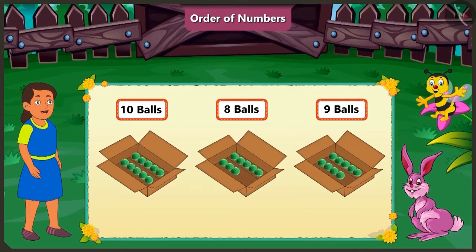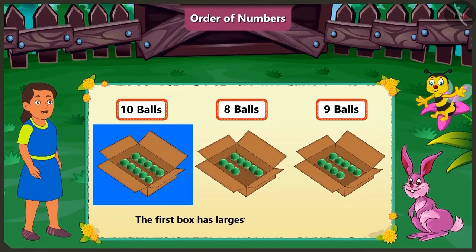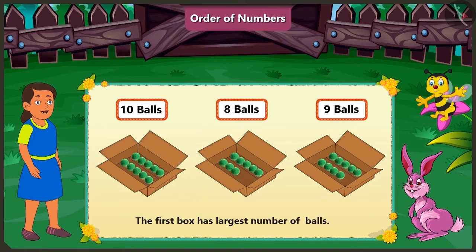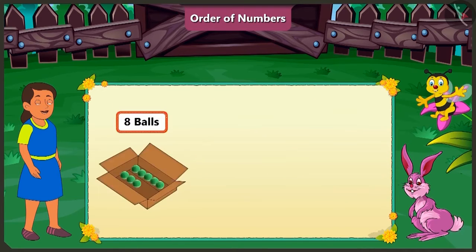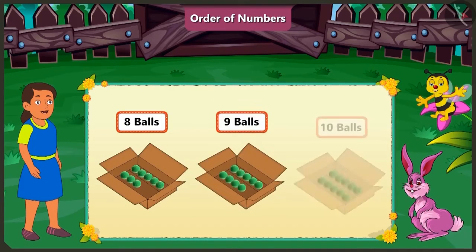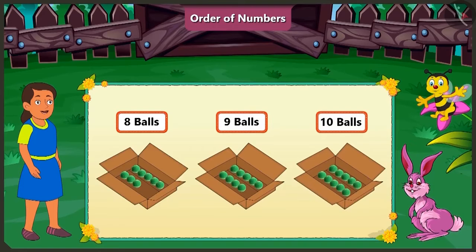And the largest number here is 10. And hence the first box has the largest number of balls. Well done, honey. Now tell me, how do we say 10, 8, 9 in the order of counting? Yes, while counting, we first say 8 and then we say 9 and 10. Absolutely right, honey. It is said in the order of 8, 9, 10.